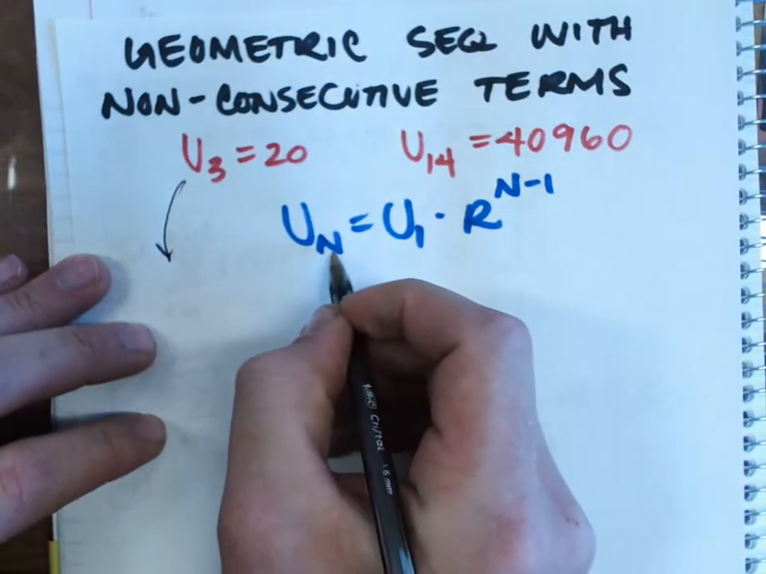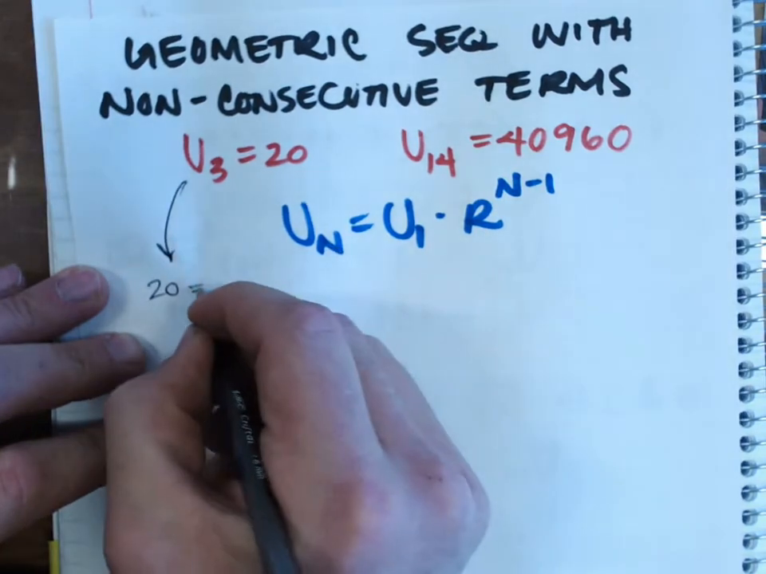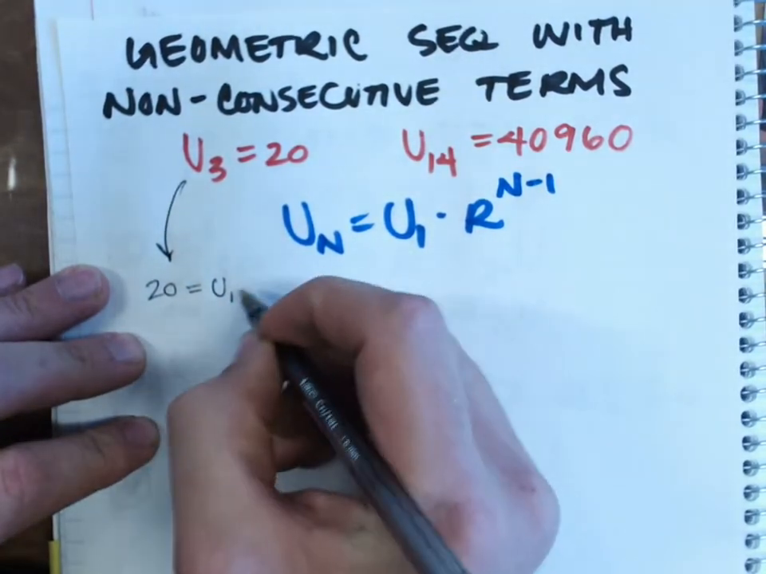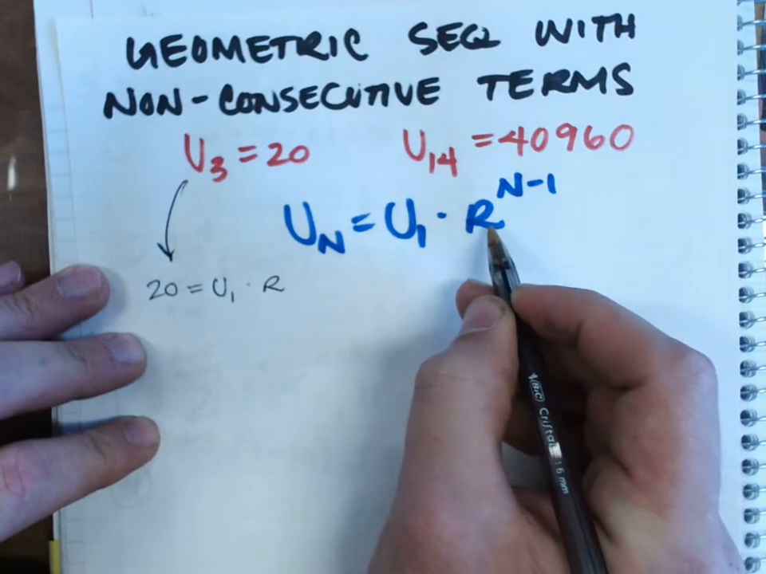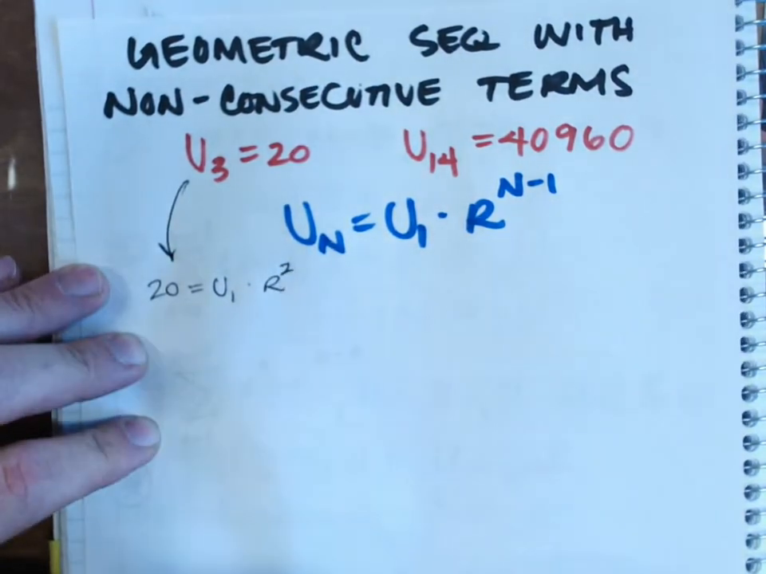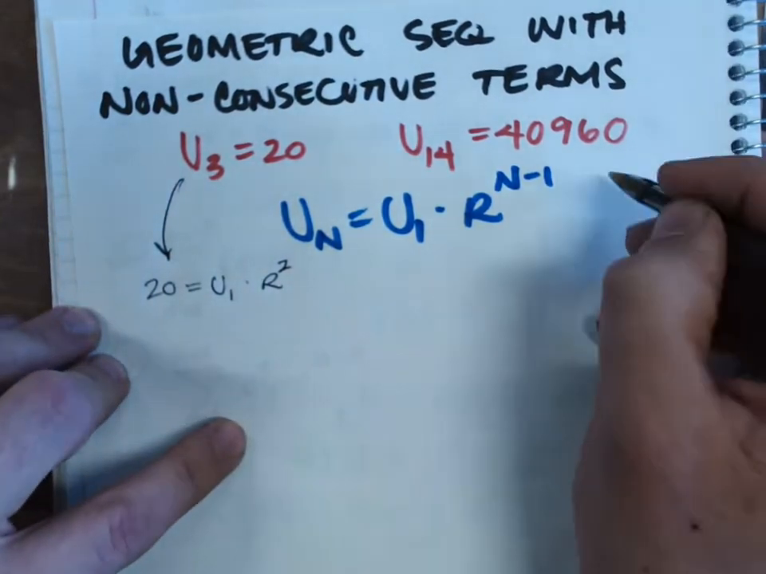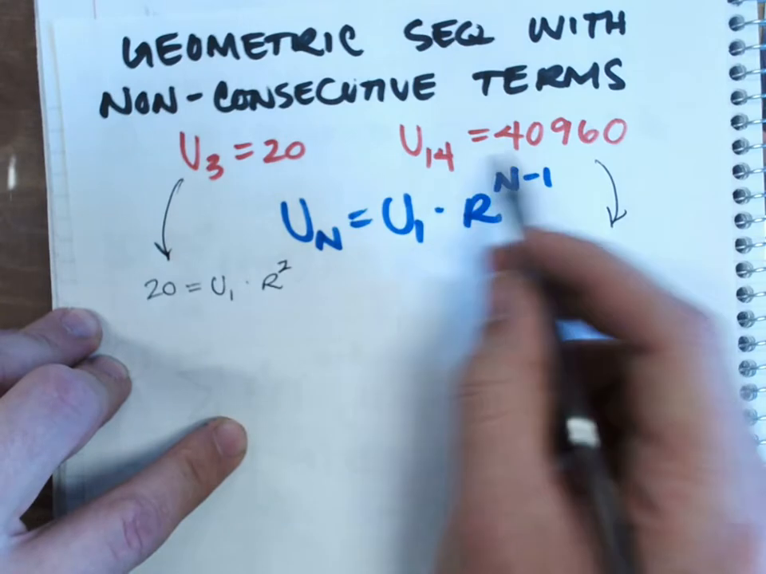That would then be 20 is the third term, and we don't know u1, so we'll just leave it u1. We also don't know the ratio, but we do know that for the third term, 3 minus 1 is 2. The ratio would be multiplied 2 times. Okay, we'll leave it at that and do the similar process to u14.